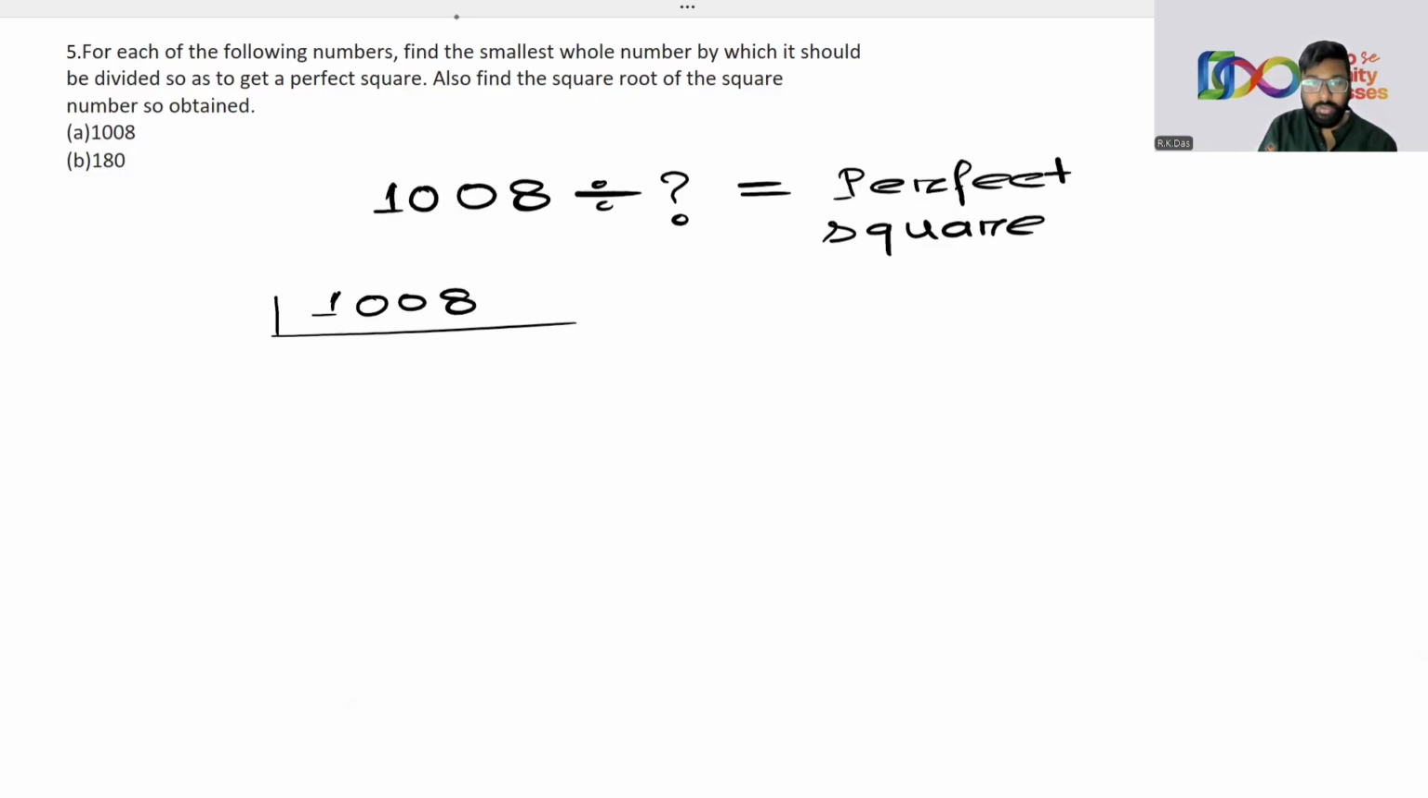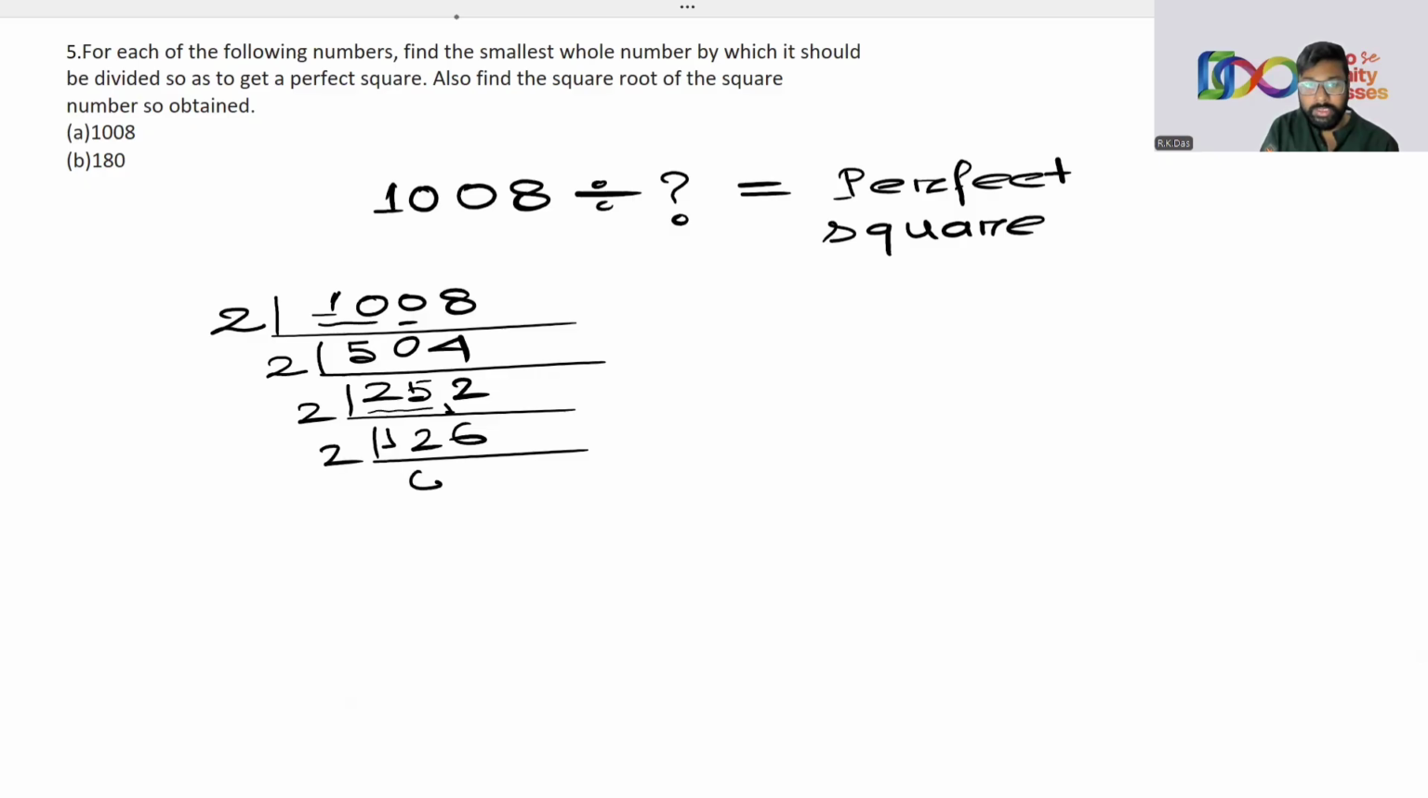Let me factorize this number. 2 fives are 10, 2 fours are 8. Again I'm taking 2, 2 fives are 10, then 2. Then again 2, 2 twelves are 24, 2 sixes are 12, 2 threes are 6. Then 63, 6 plus 3 is 9, and it is divisible by 3. So 3 twos are 6, 3 ones are 3. Then again I'm taking 3, 3 sevens are 21, and 7 is a prime number. So this chain is stopped.